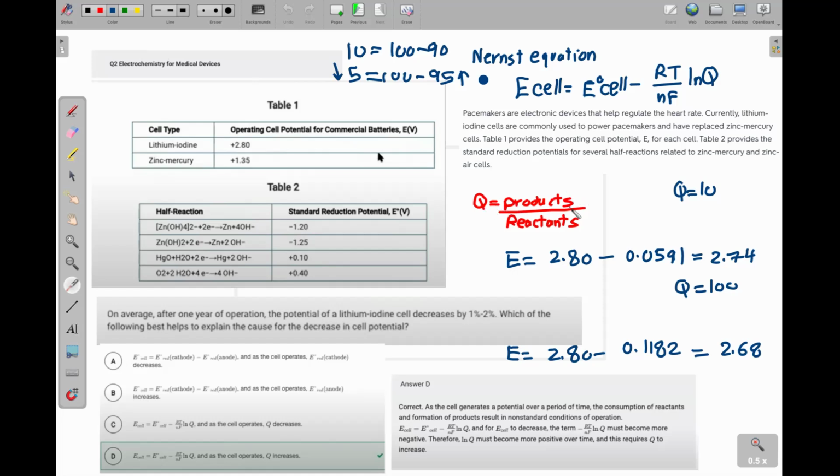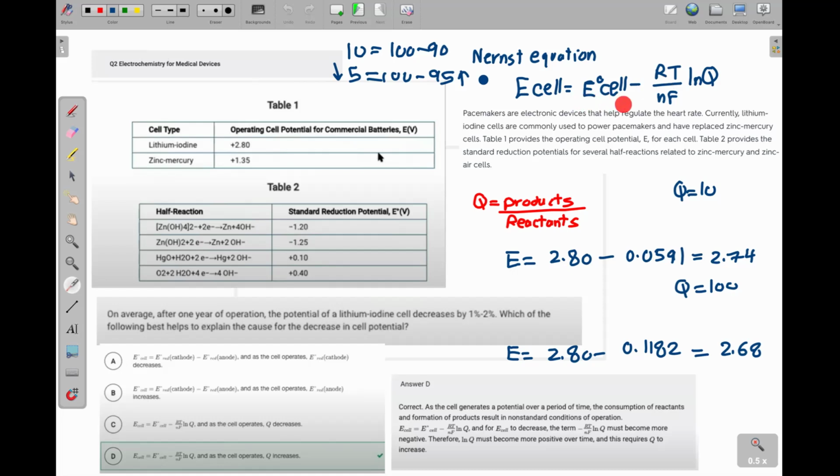coming from the products. So when the products have increased and the reactants have decreased, for sure the Q is going to increase. But unfortunately, this means that the battery voltage goes down. Why? Look at the Nernst equation. The E cell is equal to the E node cell and blah, blah, blah. What is all these things?